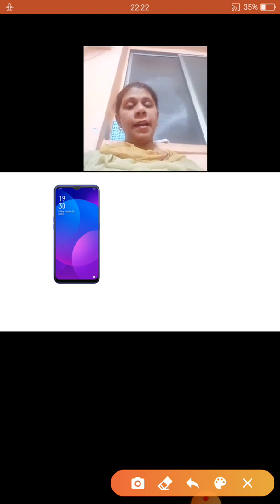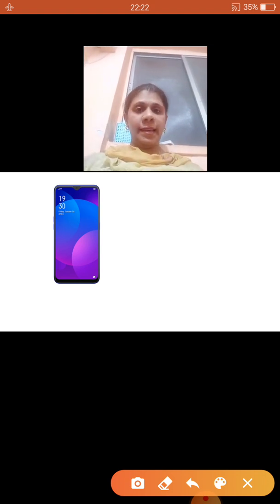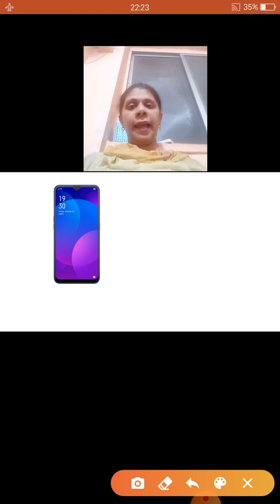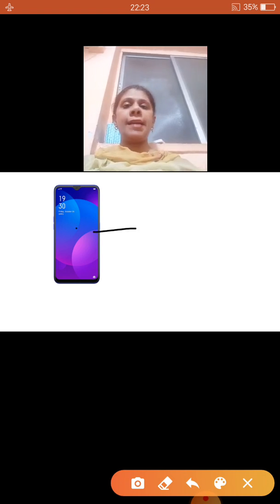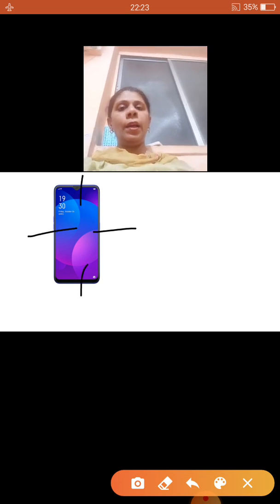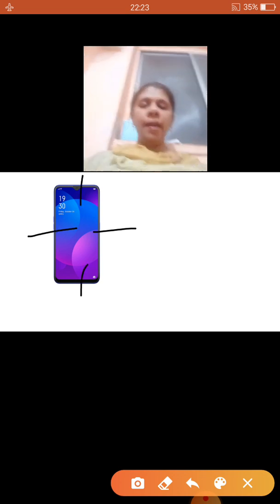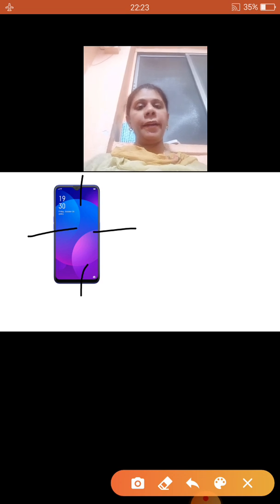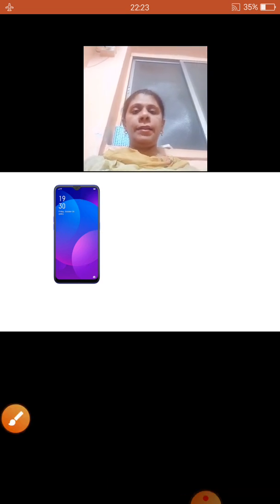See here. In a square also 4 sides are there, and in a rectangle also 4 sides are there. But in a rectangle always the opposite sides are equal in length. Okay. From this we come to know that it is a rectangle. Now let us see the next.